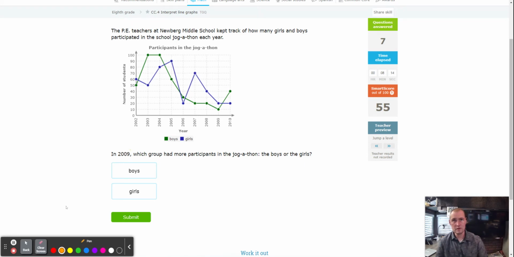All right. First of all, focus only on 2009. So years on the bottom, over, 2009 right there. Because we're looking for more participants, which means people participating, we're going to look for the higher line graph. So we got green right here, and looks like purple right there. Now purple has a higher amount, so the purple was the girls. So we're going to go ahead and choose girls for that one.